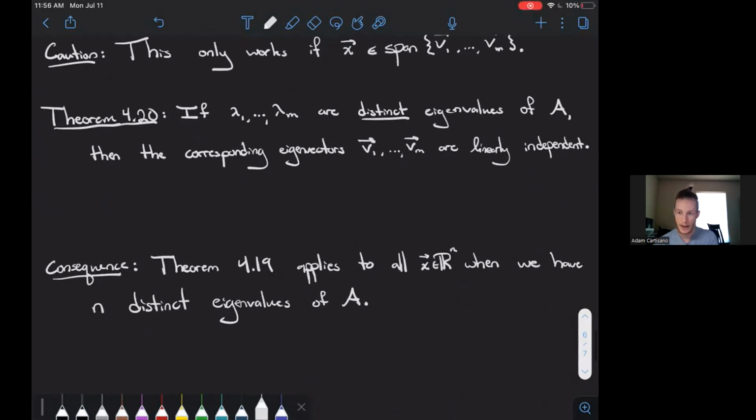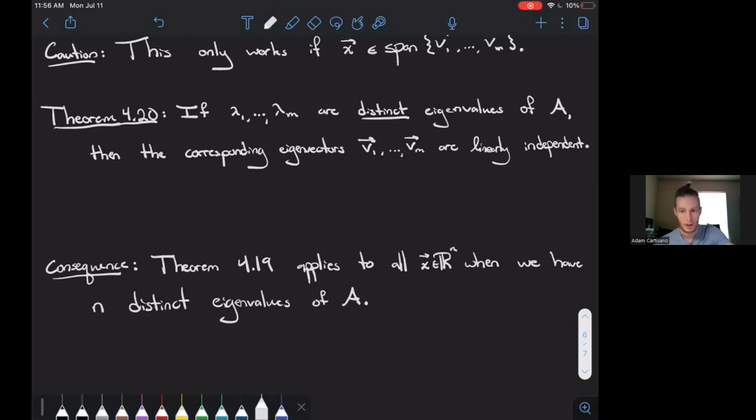And so if you have n distinct, like different eigenvalues, then you can get theorem 419 for any vector. You can do our computation for any vector in Rn. That's the consequence, right? That is a very strong if. You need your characteristic polynomial to factor perfectly with no duplicate roots, and all of them have to be real roots. That is uncommon. Like, you have to kind of cheat in order to get a matrix that does that.